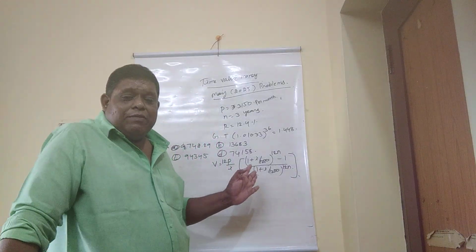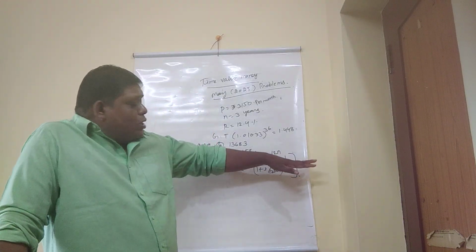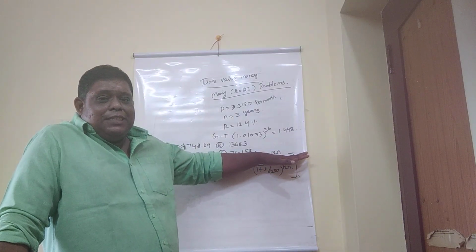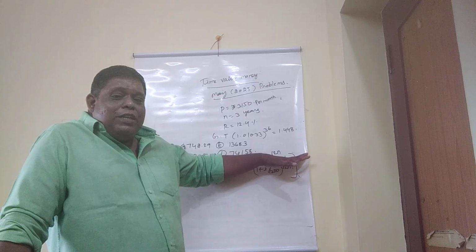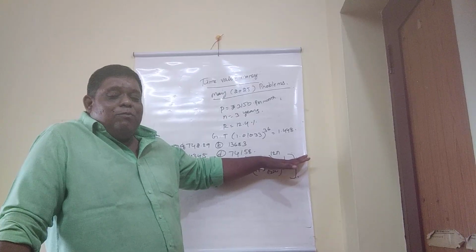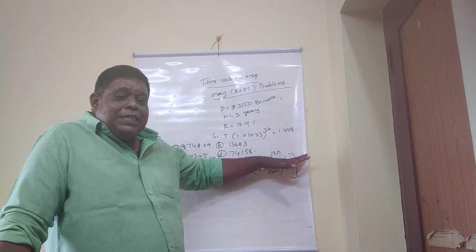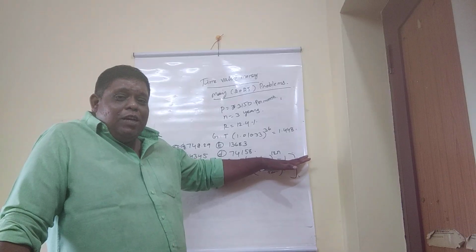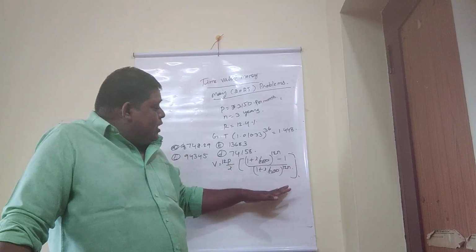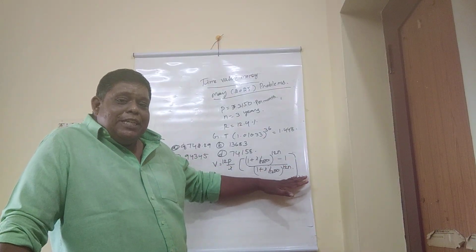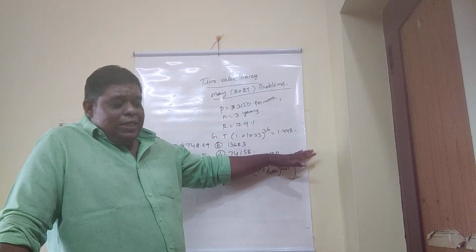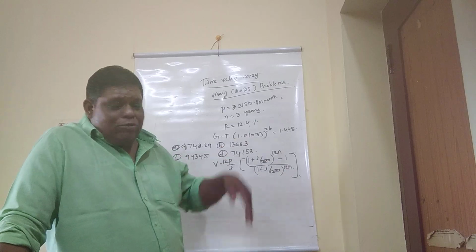Now come back to the future value and present value formulas. The future value formula is P divided by I into 1 plus I divided by 100 whole to the power n minus 1. The present value formula is the same with an additional denominator term, 1 plus I divided by 100 whole to the power n. For monthly, 1 year has 12 months, so divided by 12.